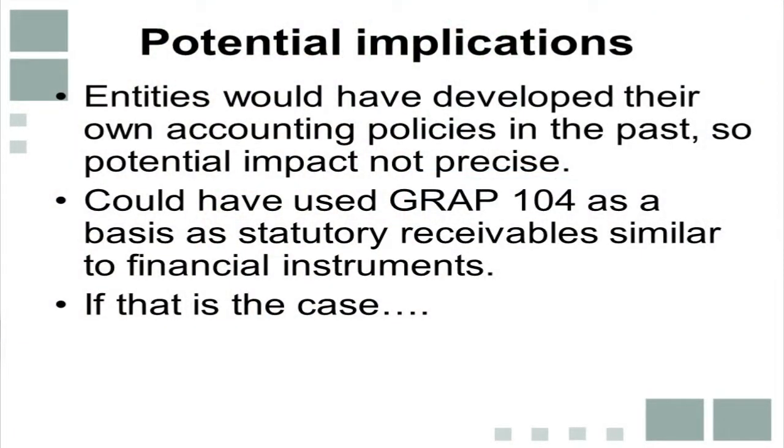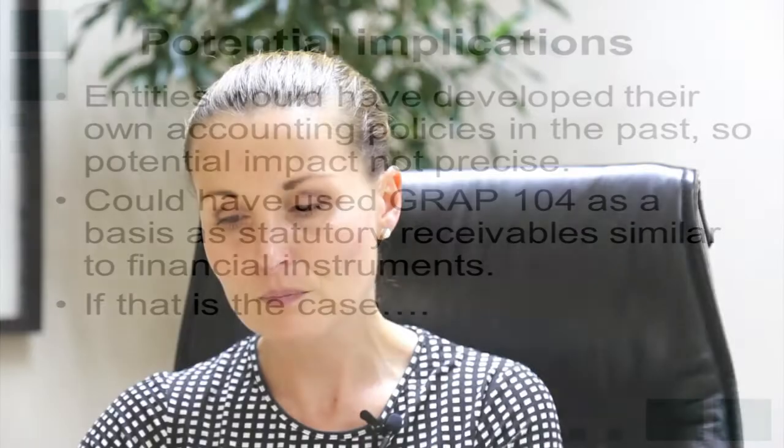So what are the potential implications for the first-time adoption? As I mentioned, entities would have applied their own policies in the past because there just hasn't been very clear guidance about what to do with statutory receivables. So I can't give you a precise indication of what entities definitely would have been doing and what they would be required to do now. I think most entities have been using GRAP 104 or a variation thereof to account for statutory receivables. So I'm going to try and give you an indication of, if you did apply a GRAP 104 sort of policy, what the potential implications are.